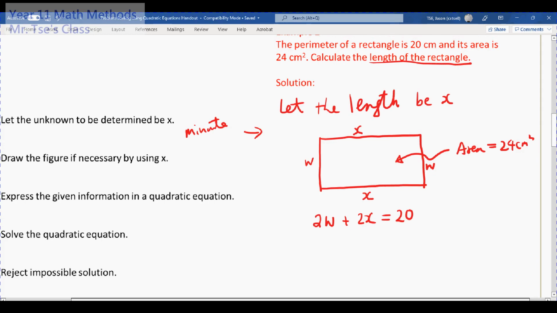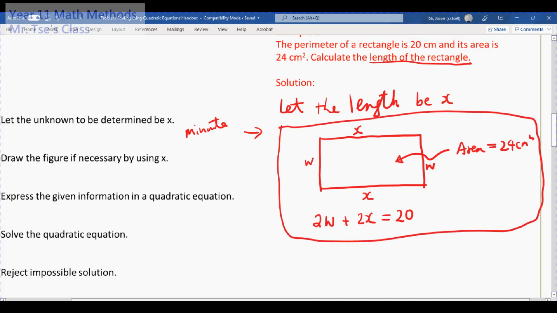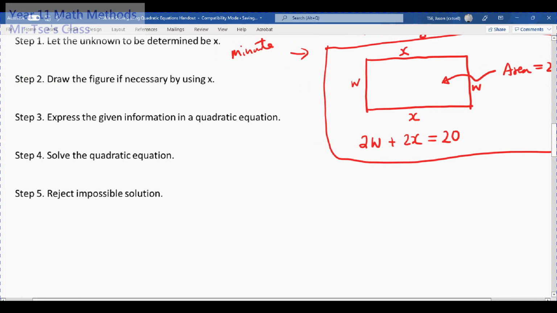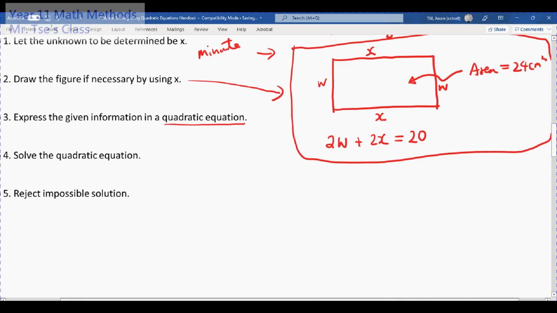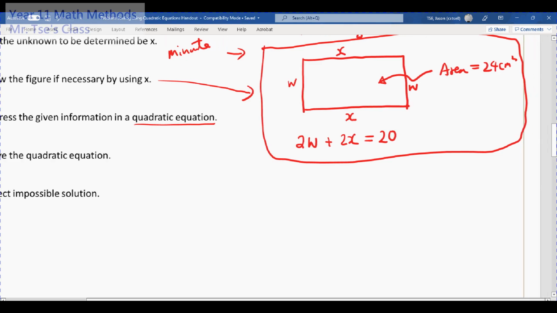Now you have got all the information here. So this is all the information from the question. You got the rectangle. The length is x. The width we don't know, but we know the perimeter is 20. So that's step 2. The next thing is to express the given information in a quadratic equation. So you need to set up a quadratic equation in x. But right now, there are 2 variables, w and x. So you try to express an equation in one variable only. So let's see how can we do it.